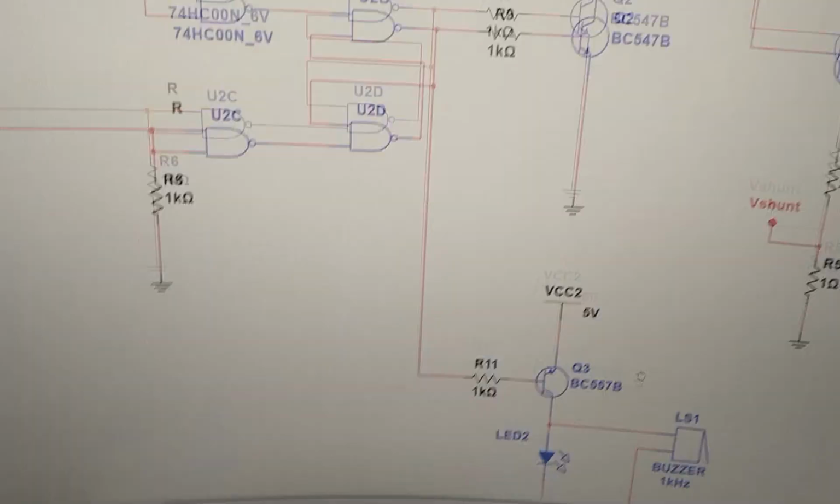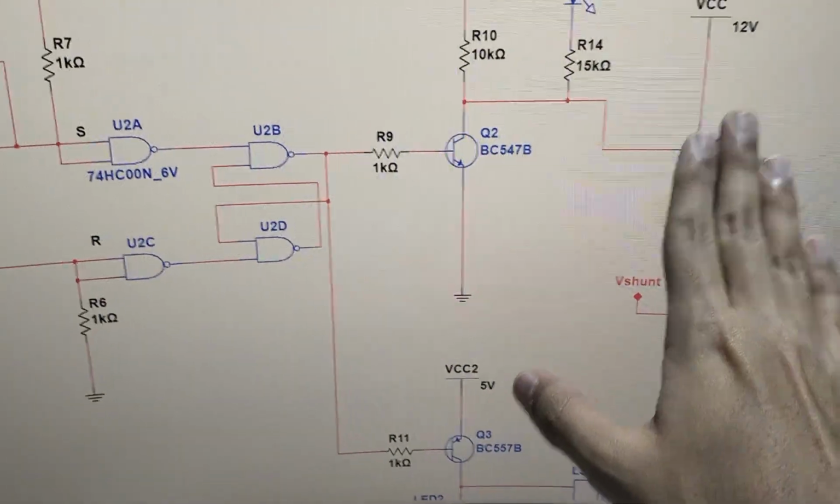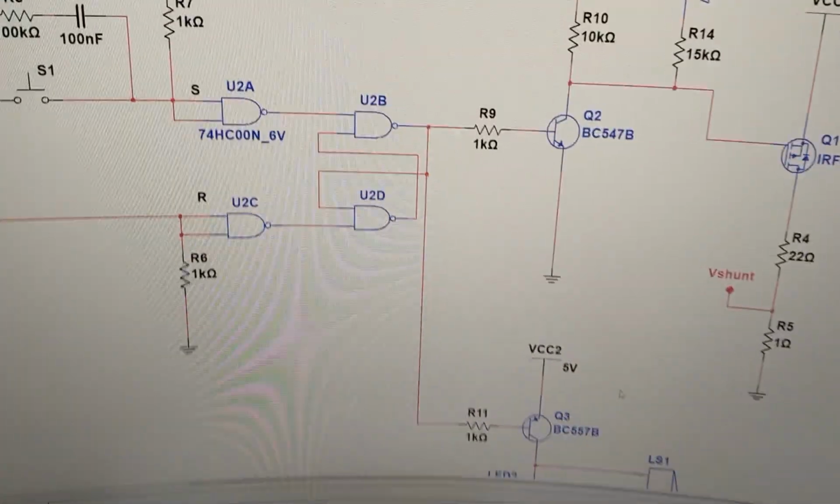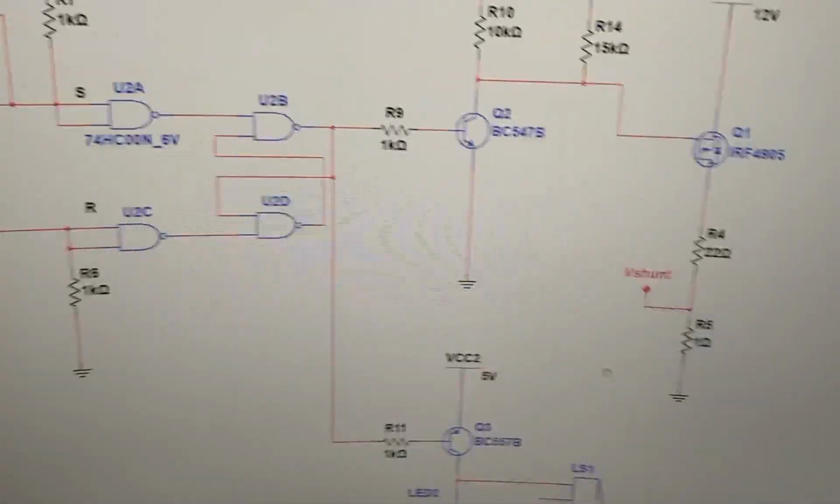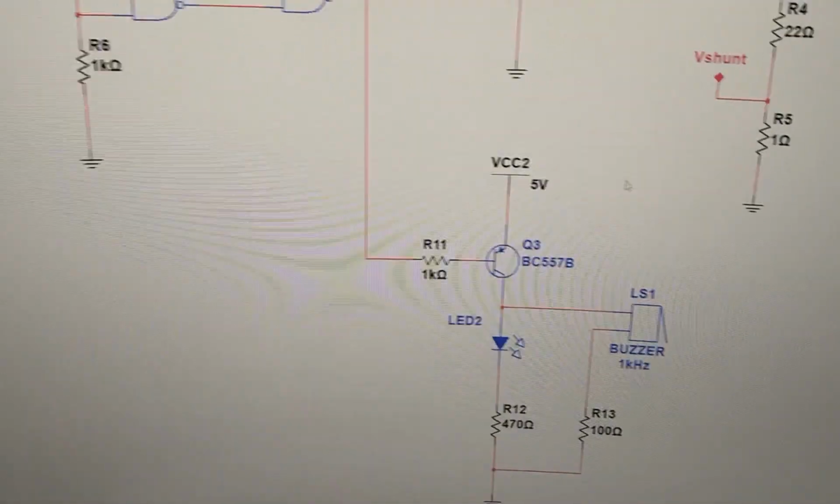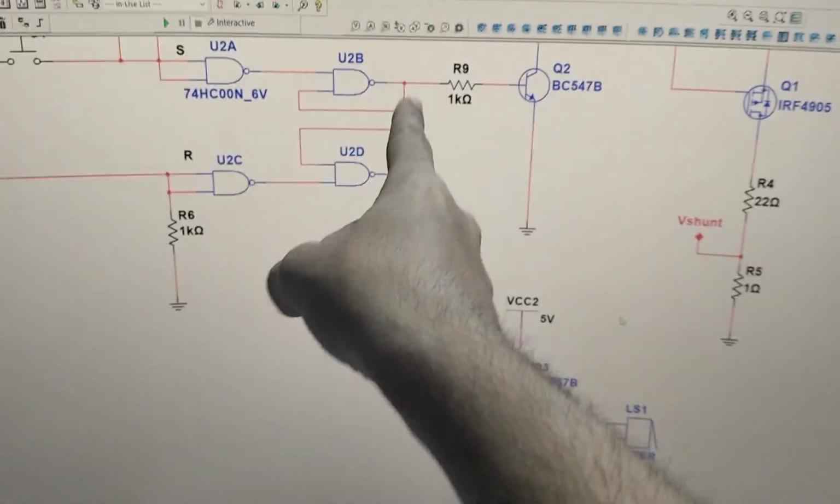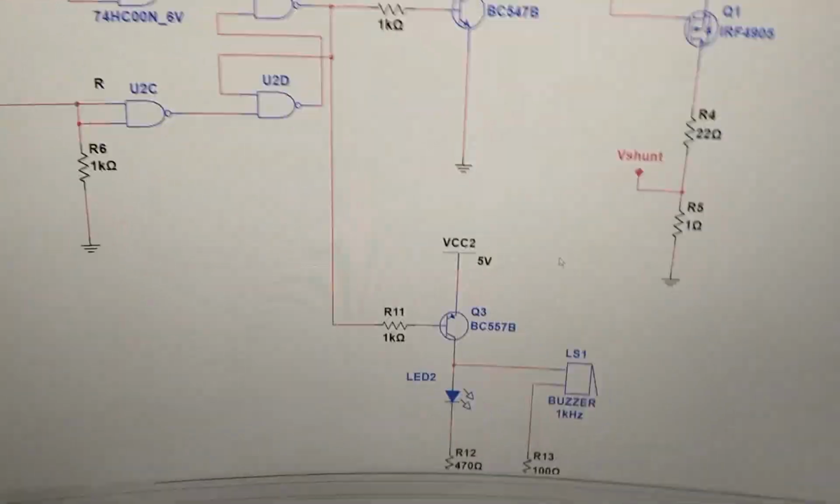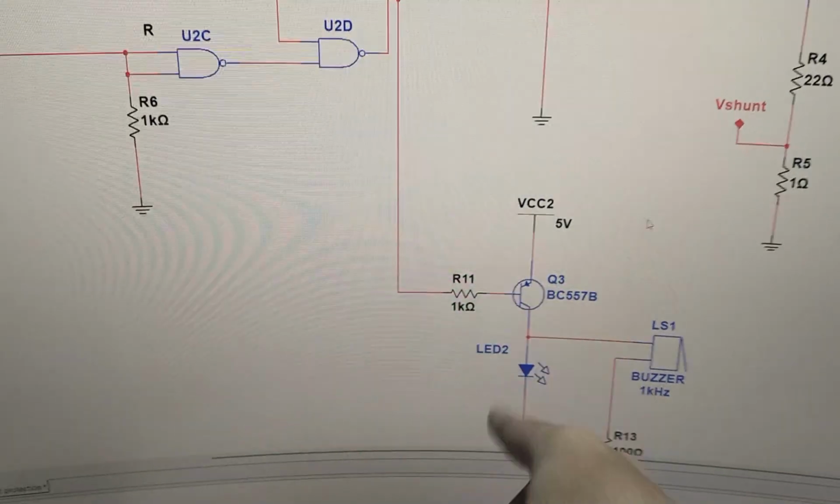So let's say there's a fault, right? Your P channel MOSFET has stopped because some overcurrent event happened. Now the circuit is turned off, and you need to know that, right? That the circuit has tripped. So the output of this would be 0, and if that is 0, then that would turn this PNP BJT on.